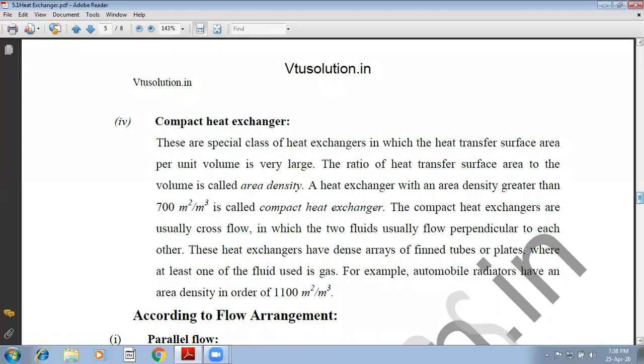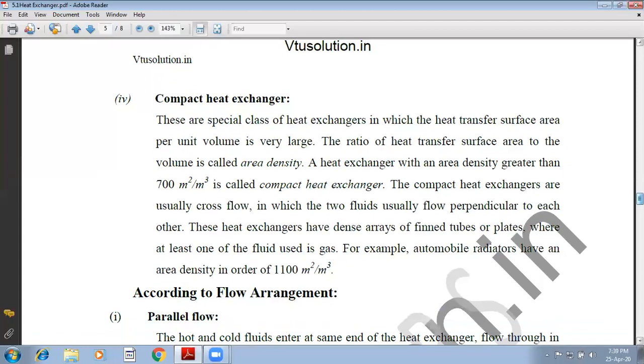Now, if a heat exchanger with the area density greater than 700 per meter, then we call that heat exchanger as compact heat exchanger. The area density of a particular heat exchanger, if it is greater than 700 per meter, then we can categorize that to be as compact heat exchanger. Nowadays, compact heat exchangers are getting importance in automobile sectors, particularly for radiators.